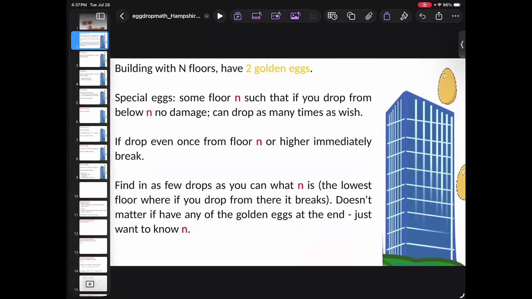So the way it works is the following. We have a building with n floors because we're mathematicians, and of course it has n floors. We have two special eggs, which my kids will kindly eat later tonight. These you cannot find in most supermarkets.